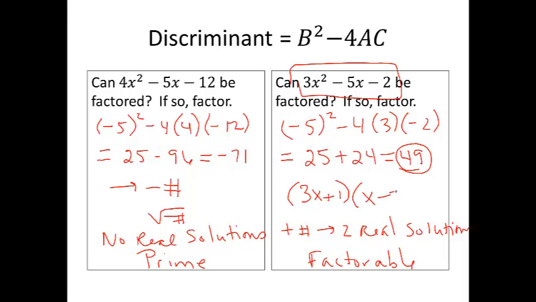So the things that we're looking for in summary are to calculate the discriminant. If it gives me a negative number, I know that it's prime. If it gives me a positive number, I know that it has two real solutions, but I'm looking to determine if it's factorable, and it will only be factorable if my discriminant equals a perfect square.